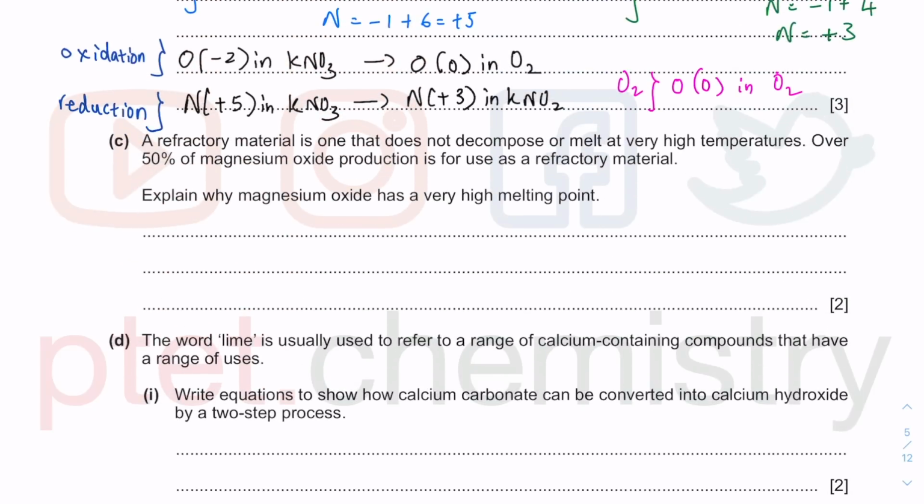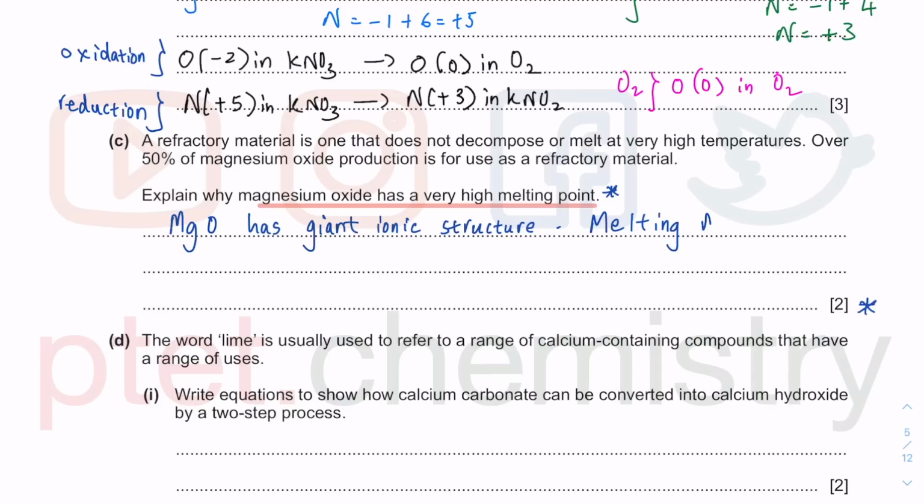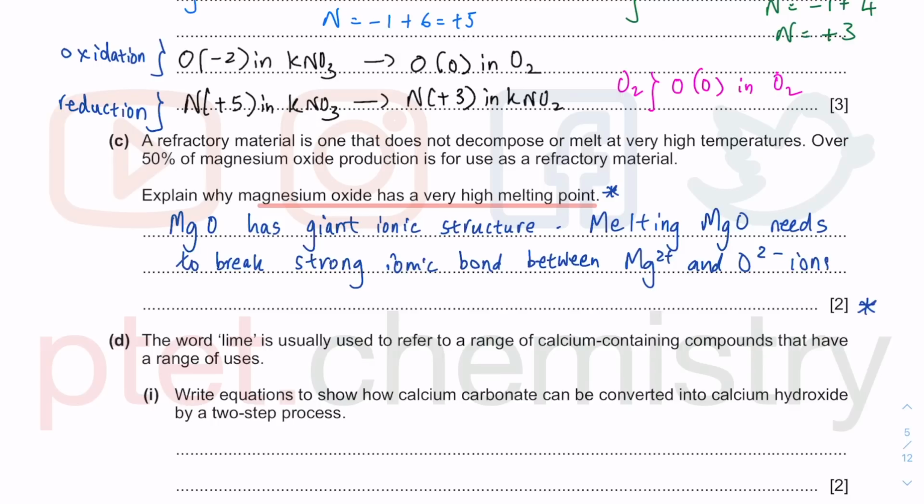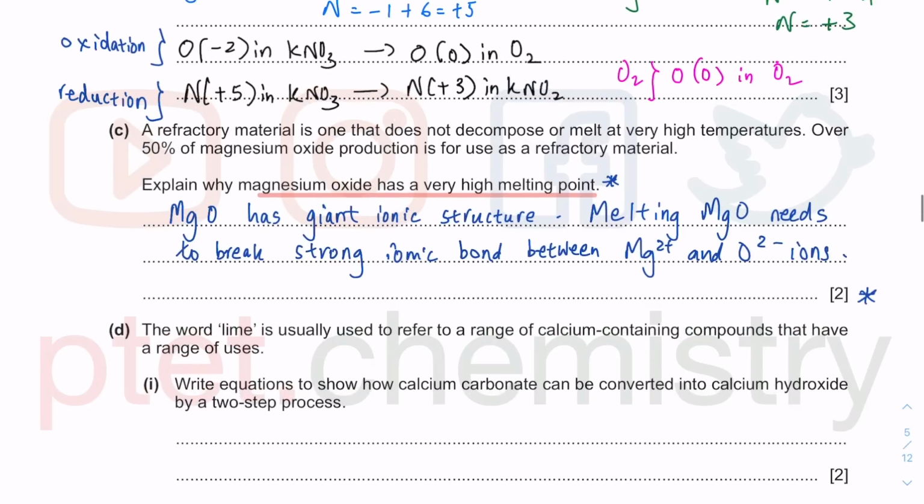This next question is basically asking us, in terms of structure and bonding, why does it have a very high melting point? For that 2 marks, we need to mention that MgO, Mg2+ and O2-, has a giant ionic lattice structure. So giant ionic lattice structure or giant ionic structure. And what do we need to break when we melt MgO? Because of the giant ionic structure, we need to break the strong ionic bonds. And these strong ionic bonds are between oppositely charged ions, which in this case is between the Mg2+ and the O2- ions, being very specific to the question that they are asking there.